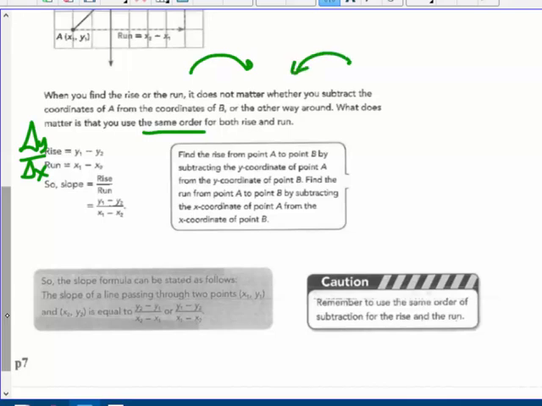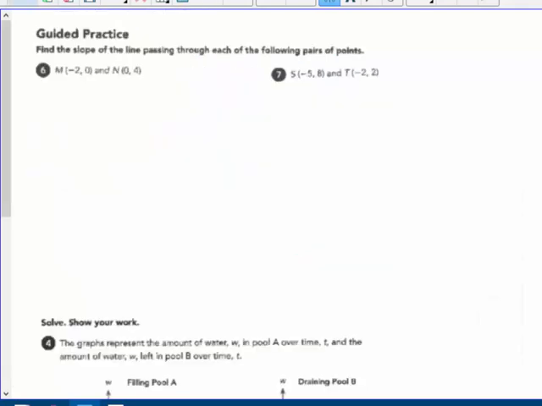So the slope formula can be stated as follows. The slope of a line passing through 2 points x sub 1, y sub 1, and x sub 2, y sub 2 is equal to y sub 2 minus y sub 1 over x sub 2 minus x sub 1, or y sub 1 minus y sub 2, you can do it in the other order, over x sub 1 minus x sub 2. Ugh, delta y over delta x, way easier, and that's what I write on my paper, delta y over delta x. Remember, caution, caution, caution, always be consistent. Use the same order. Next page.